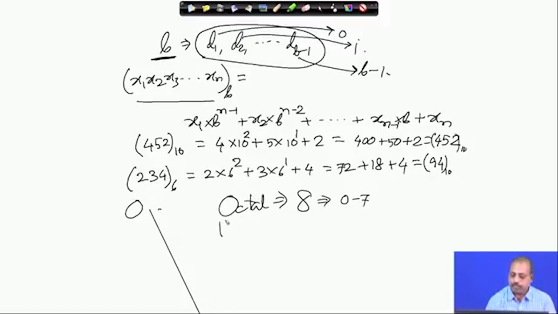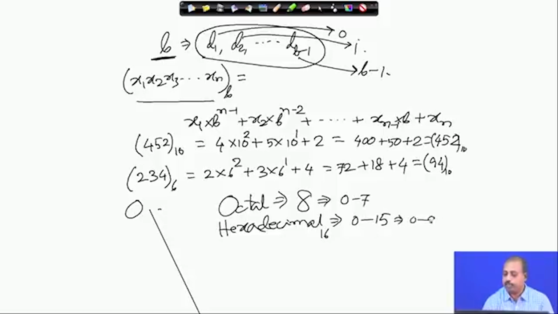Then we have the hexadecimal number system. In this hexadecimal number system, the base value is 16 and the digits can be 0 to 15. Now, it is difficult to represent 15.